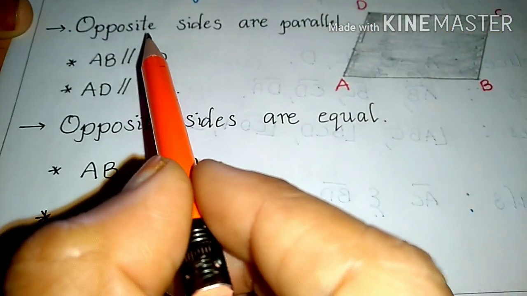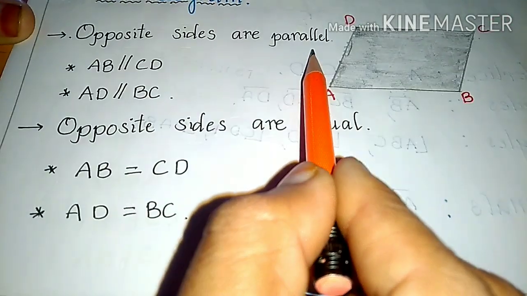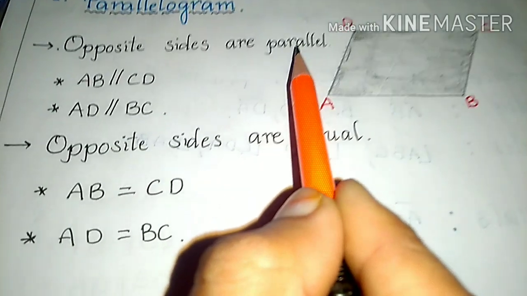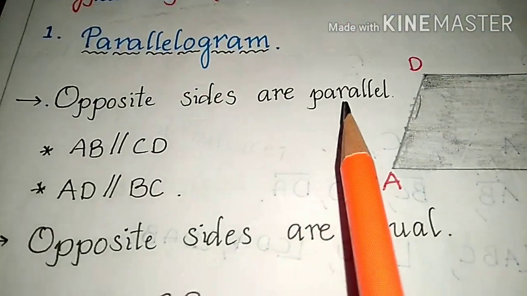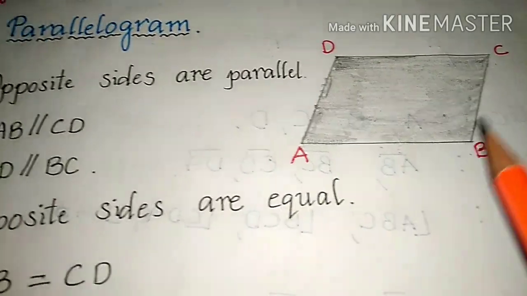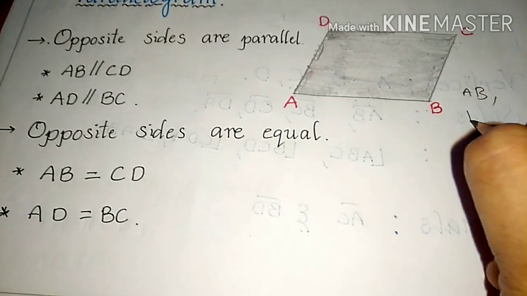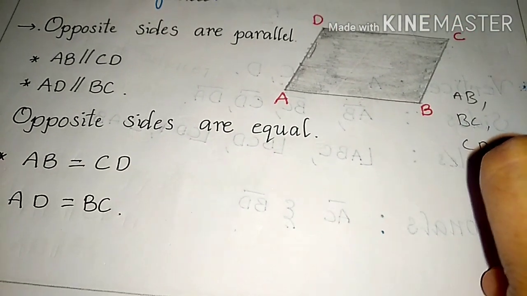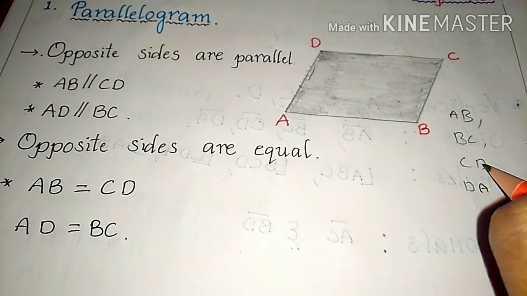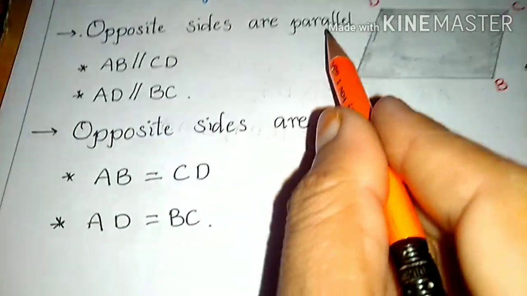What are the properties of a parallelogram? Opposite sides are parallel. What are the opposite sides here? The sides are AB, BC, CD and DA. Okay, so here opposite sides are parallel.